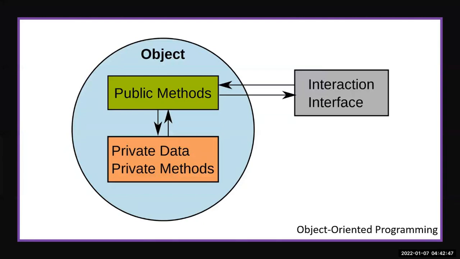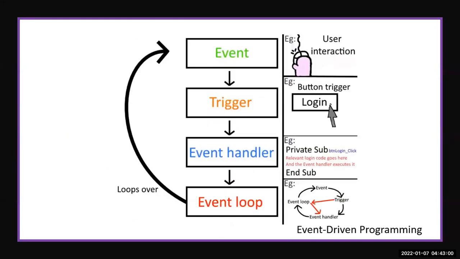An object includes private data and public methods, and you only allow outside functions or programs to access the object using the public methods. Object-oriented programming can be used in event-driven programming, and each event may have an event object, event source, event target, and event handler.